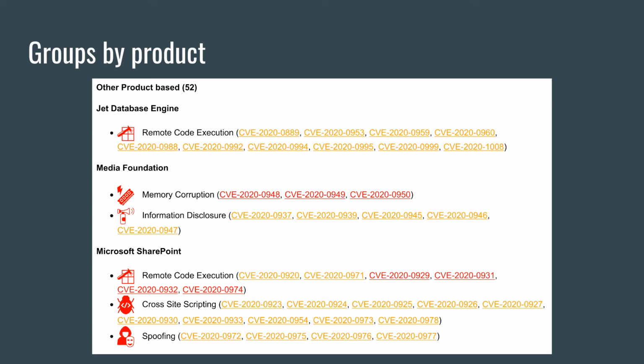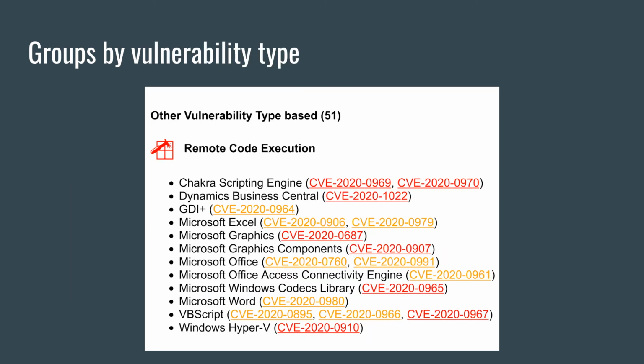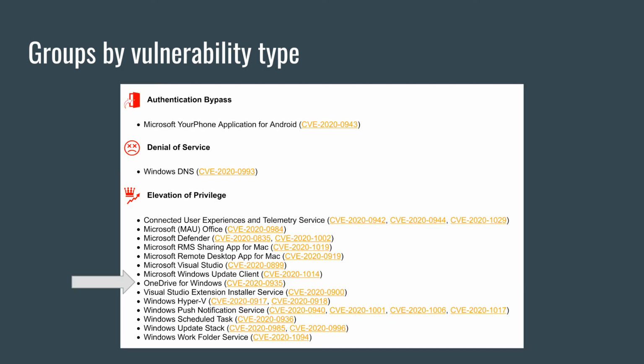So the most interesting groups are Jet Database Engine and Microsoft SharePoint. Both have remote code executions. All other vulnerabilities in different products are combined by vulnerability type. Interesting EOP in OneDrive for Windows, but, quote, most customers have been protected from this vulnerability because OneDrive has its own updater that periodically checks and updates the OneDrive binary.